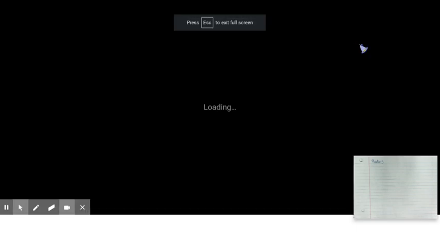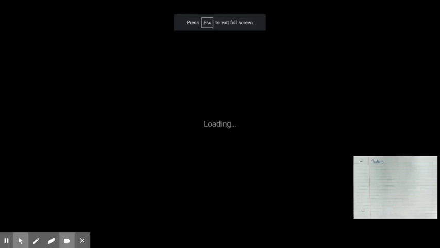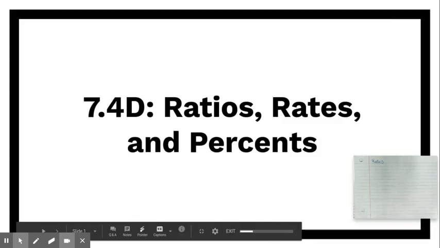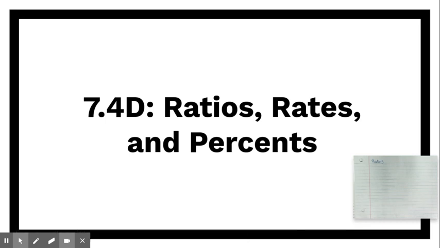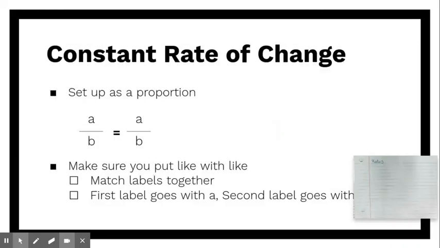Okay, guys, so today we're going to go over ratios. The next part we're going over for this unit is ratios, rates, and percent. They are all going to get set up pretty much the same. The first thing we need to know, just like I told you before, is we need to set it up as a proportion. Ratios and rates are all proportions. So that would be A over B equals A over B. So we're matching like with like.